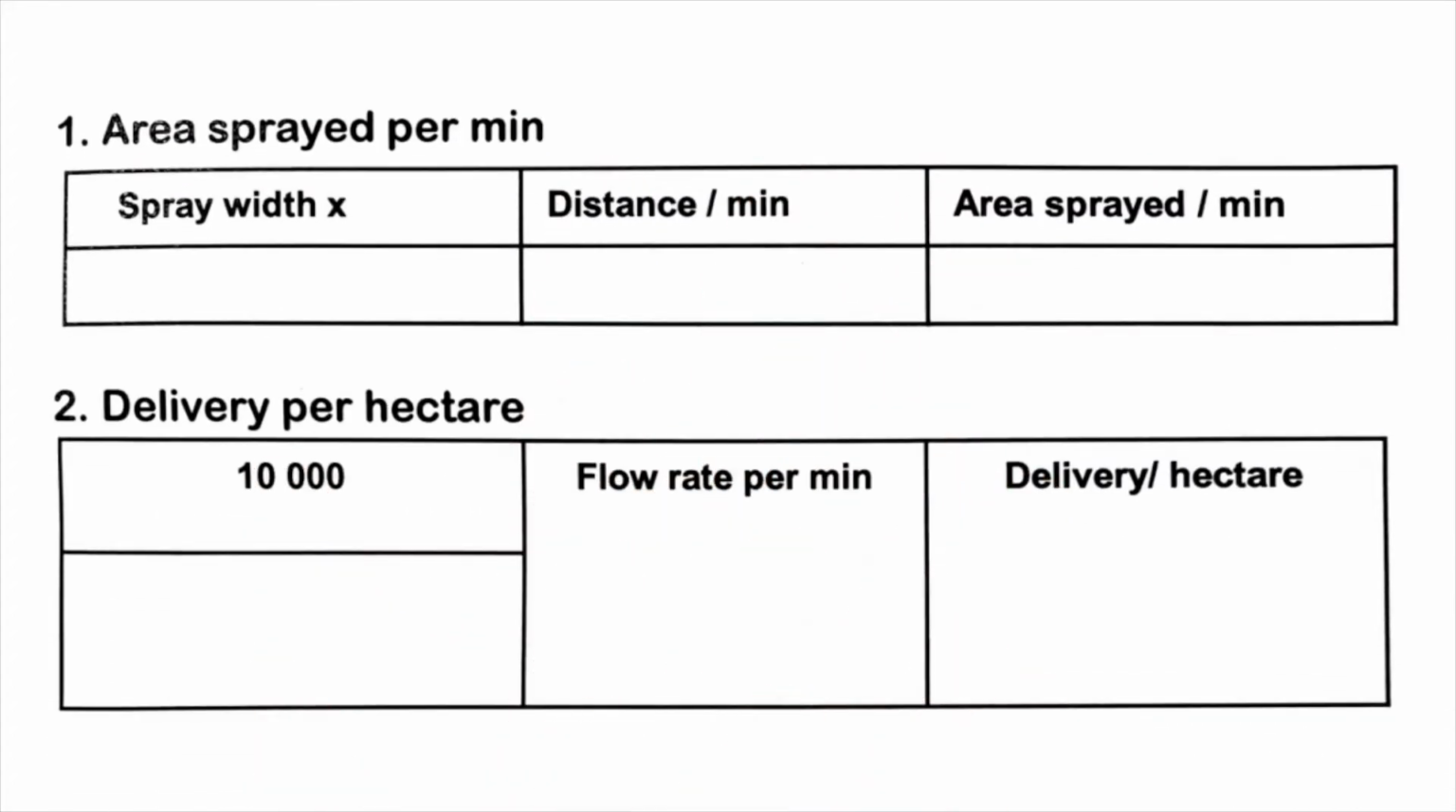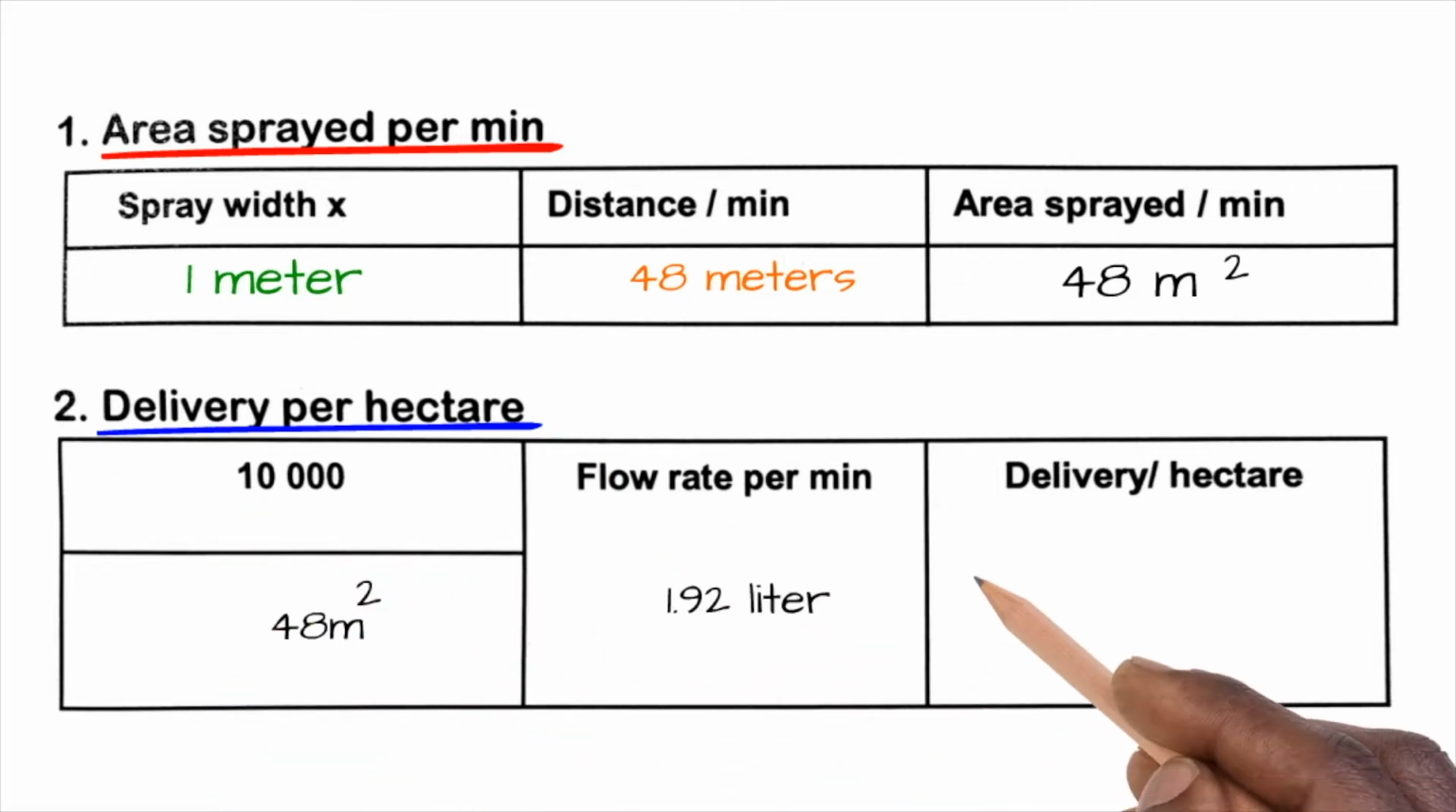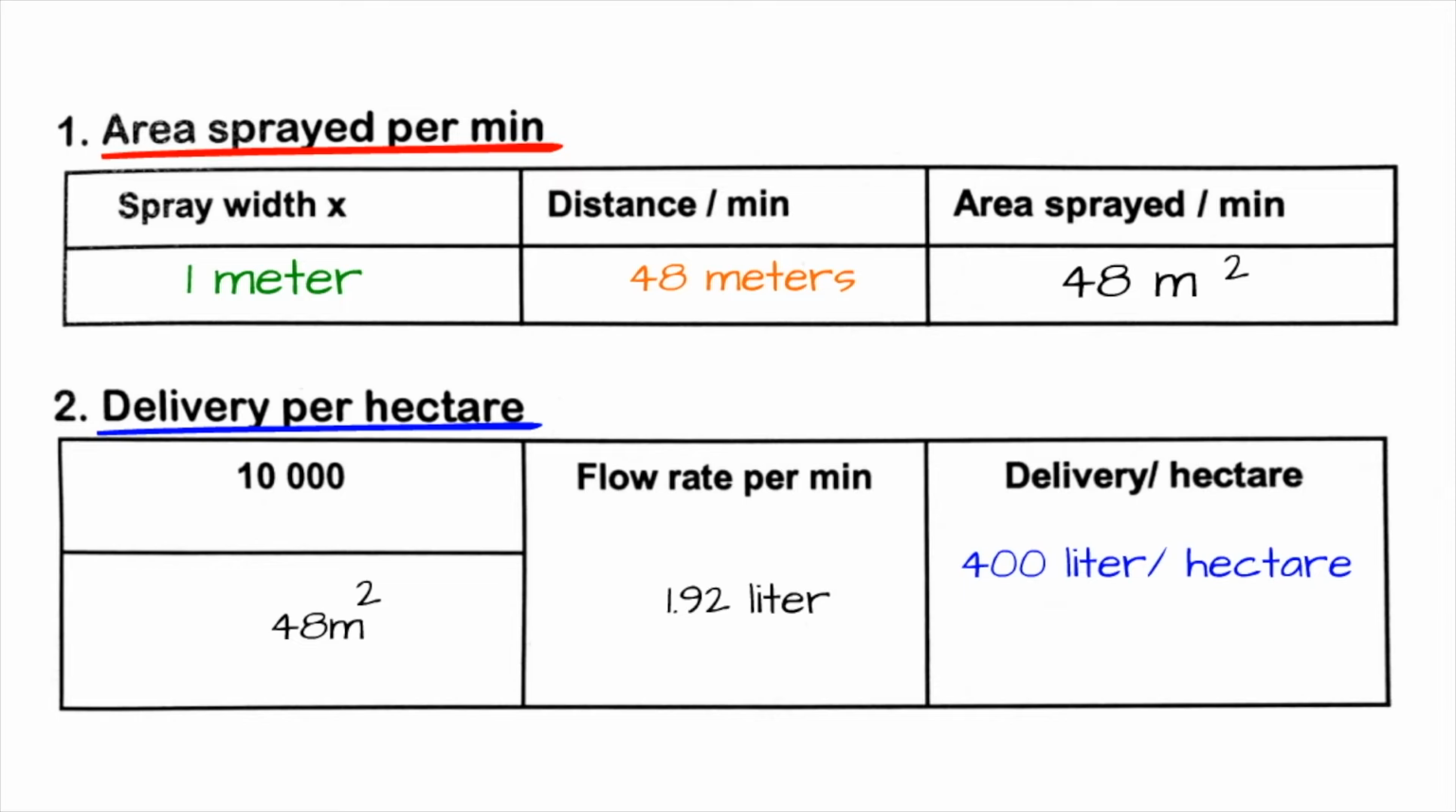Let's draw up our table. Area sprayed per minute. We fill in our spray width, which is 1 meter. Our distance per minute, which we determined was 48 meters. And if we multiply the 1 meter with the 48 meters, we get 48 square meters. And that will be our area sprayed per minute. The next table is delivery per hectare. According to the product label, we must mix 400 liters of water with the 7 liters of herbicide in order to cover a hectare. So our delivery per hectare must be 400 liters.